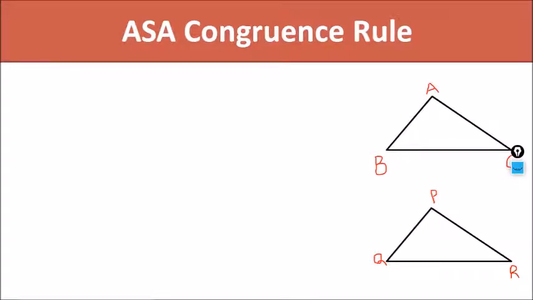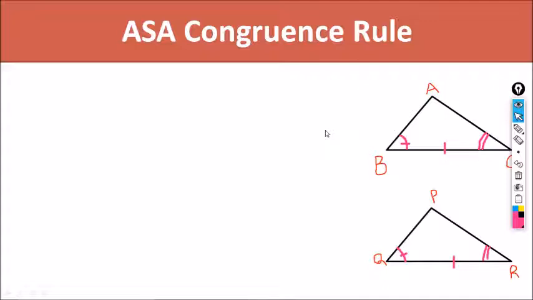Let us discuss the angle side angle congruence rule. In this case the side lies between two angles. If I take the example of angles, if angle B is equal to angle Q and angle C is equal to angle R, between these two angles there is one included side, which lies between the two angles. So the side BC is equal to QR. Then the triangles are congruent by ASA.